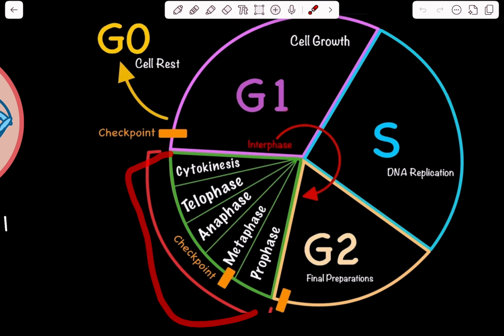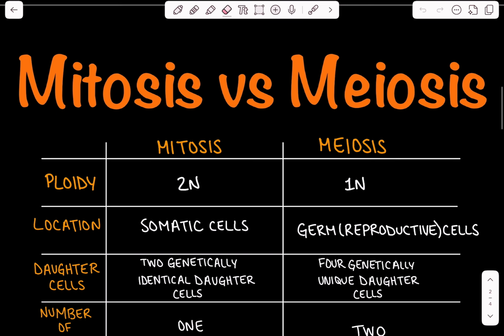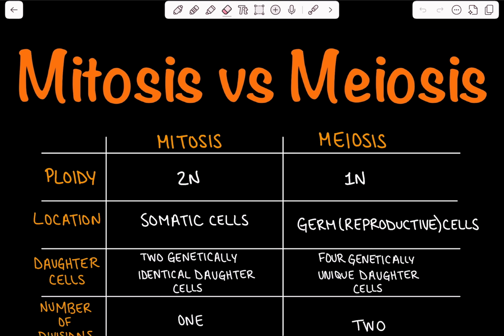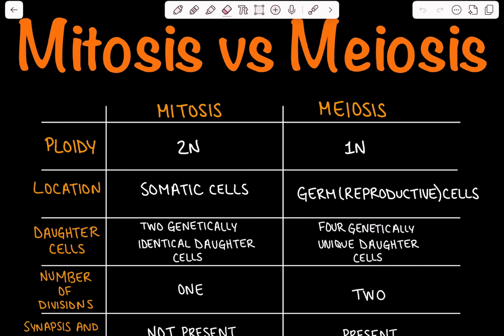And that division may be meiosis or it may be mitosis. So that's important to understand. Before mitosis and meiosis can occur, the cell exists in interphase. Now, the first difference between mitosis and meiosis is the number of chromosomes.